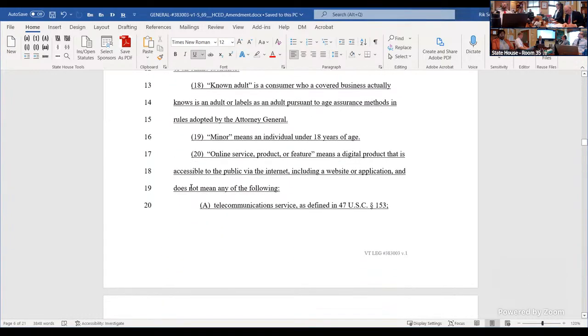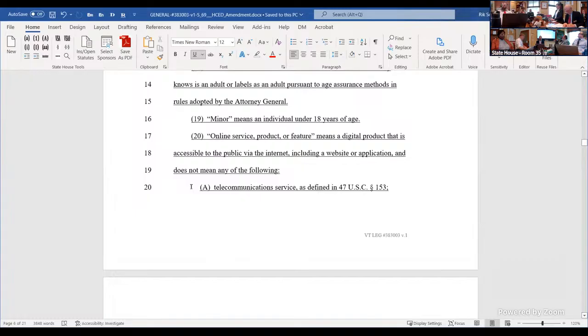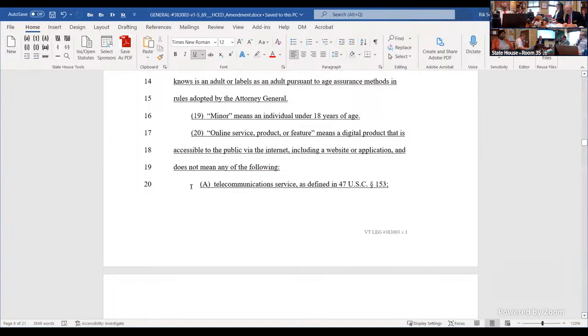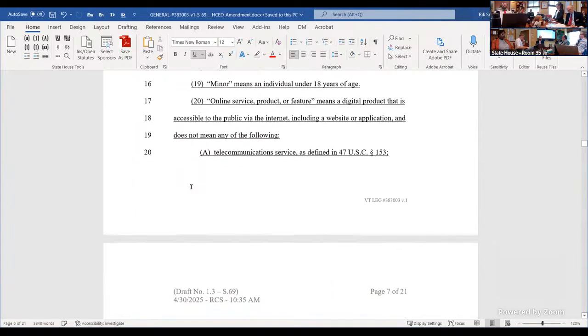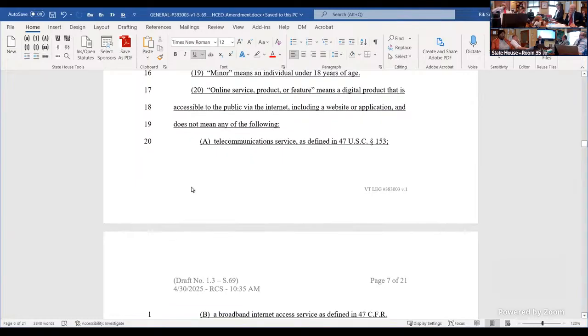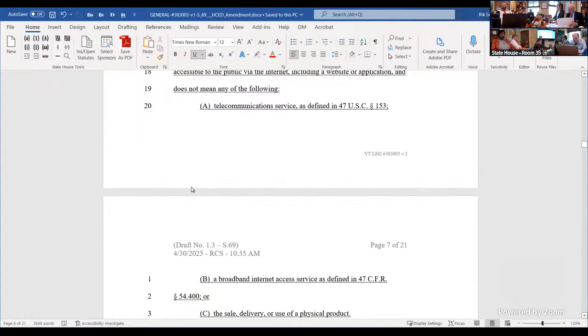An online service, product, or feature means a digital product that is accessible to the public via the internet, including a website or application, and does not mean any of the following: a telecommunications service, which is your AT&T, basically providing the data to content publishers, right? The bill does not want to bring in, I don't think it would anyway, the providers of telecommunications, broadband, your internet service provider, Spectrum. Those companies are not creating or publishing content. They are providing the way to get the content.